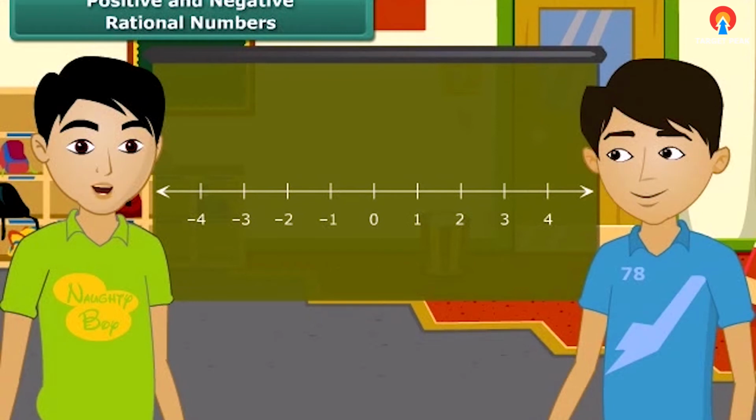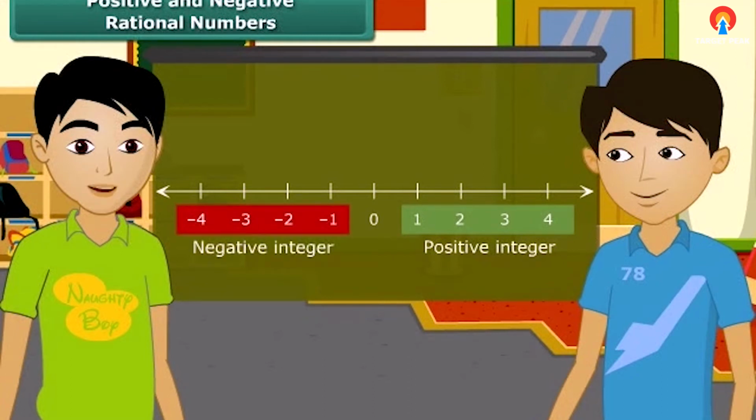Look at this number line. Points on the right side of 0 are called positive integers and points on the left side of 0 are called negative integers. Let's mark 1 by 2 on this line. 1 by 2 will lie in between 0 and 1. And minus 1 by 2 will lie in between 0 and minus 1.